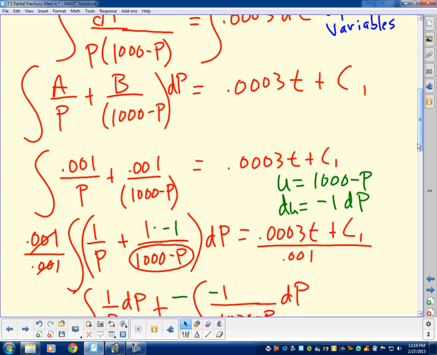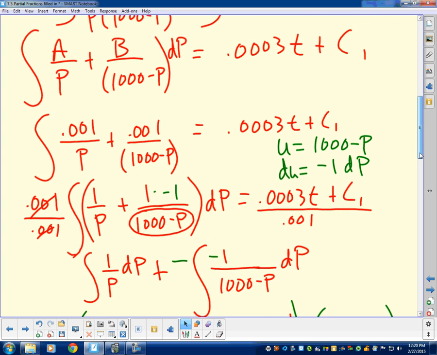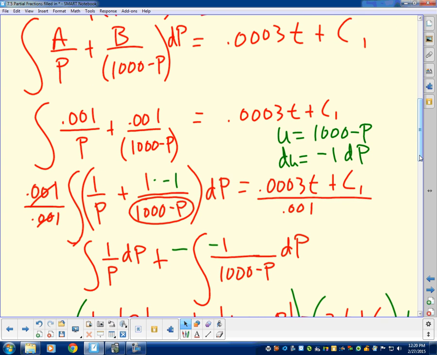And here I'm explaining that this is really a u substitution. If we let u equal 1,000 minus p, du would equal negative 1 dp, meaning I need to stick a negative 1 in here. Also, dividing through by 0.001 is a smart thing to do here. Pull it out in front and divide through. And so over on the right-hand side, I have 0.0003t plus c sub 1 divided by 0.001.